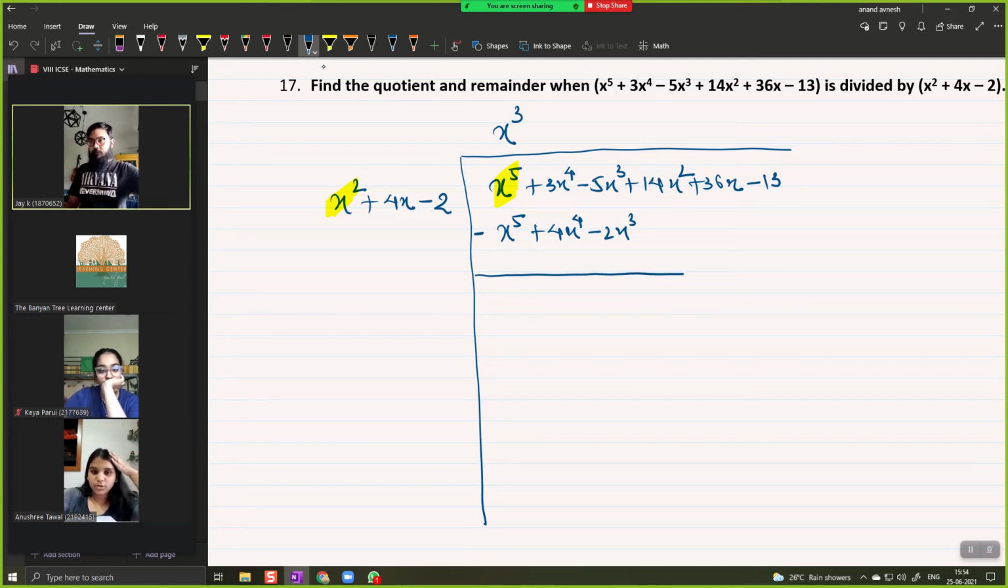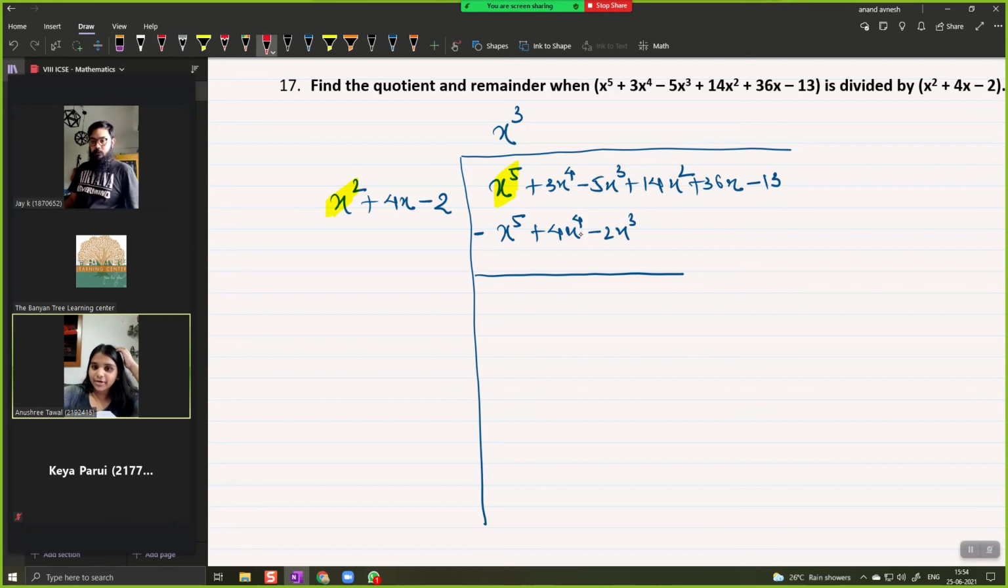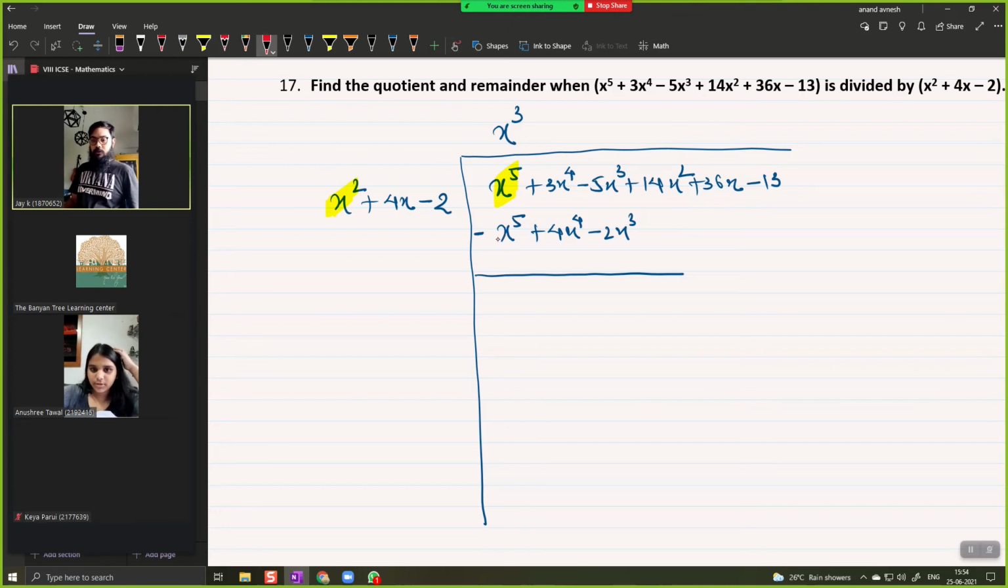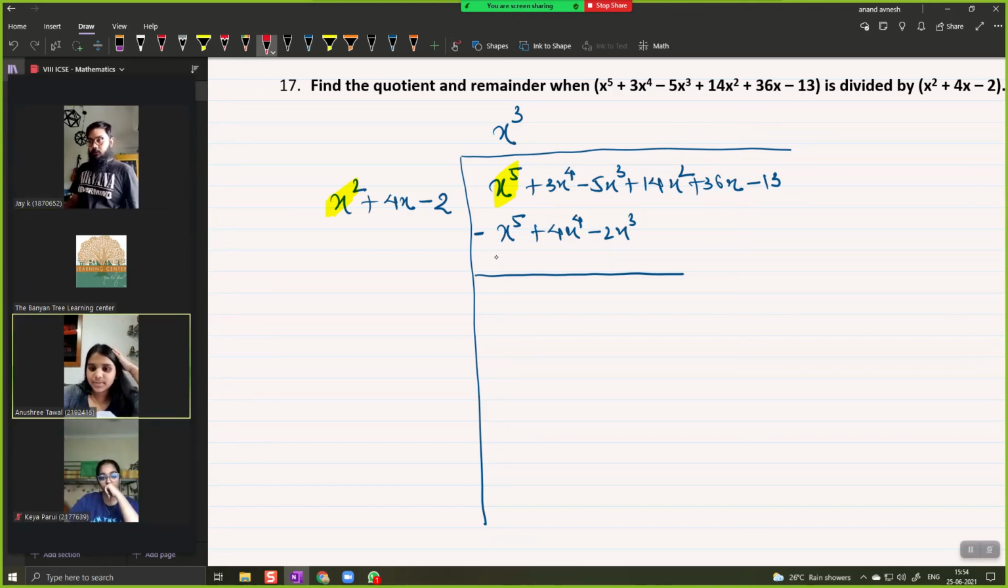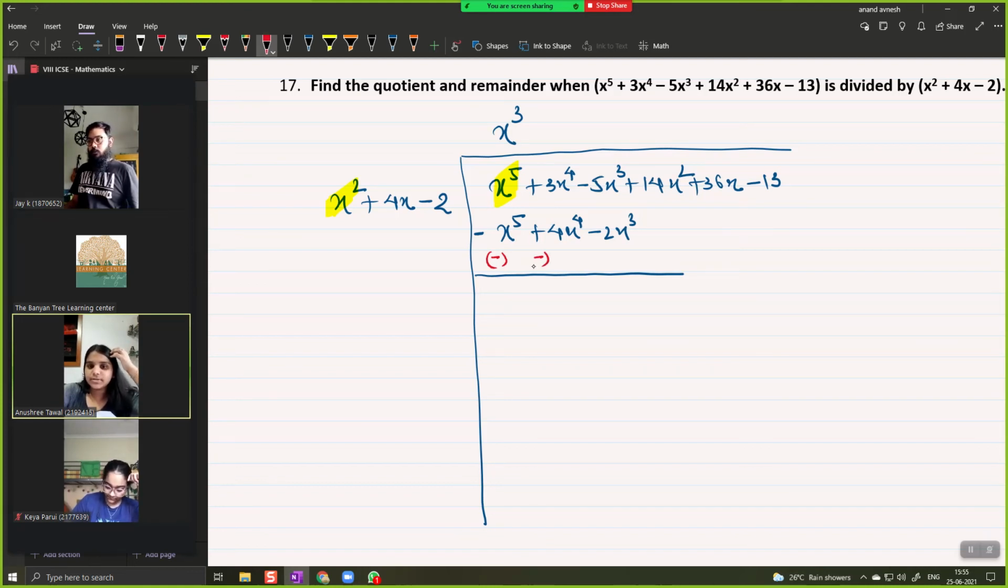What is the next step? Can you tell me? Next we have to change the signs. What is the original sign of x raised to 5? Original sign is plus. So what will we make it into? Minus. And over here, plus, so what will we make it into? Minus.